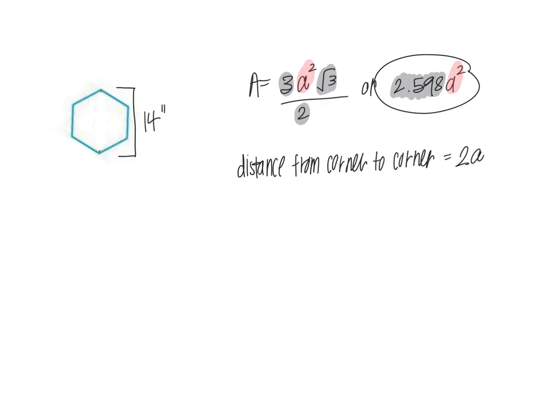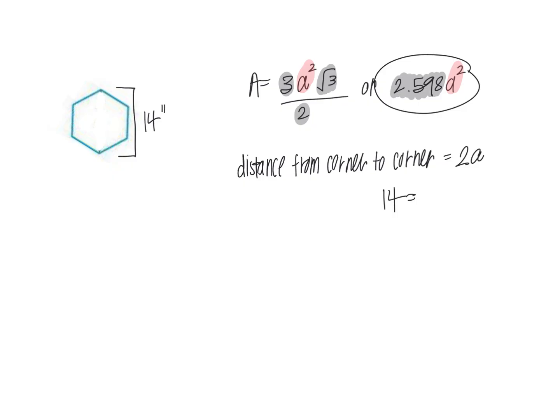And what is a in the first place? A is just this distance right here of one of these sides. We don't have a formula for a, but there's a formula that says the distance from corner to corner, which we have, the distance from corner to corner is that 14 inches right here. The distance from corner to corner is equal to 2 times a.